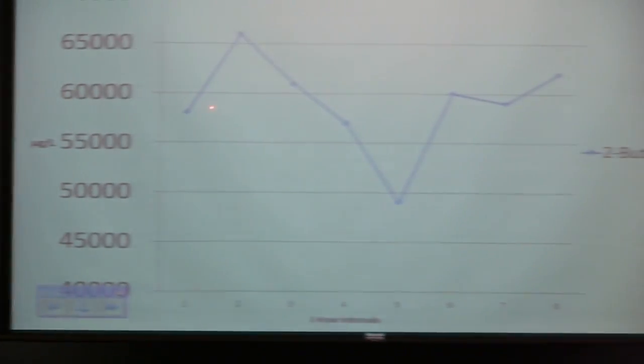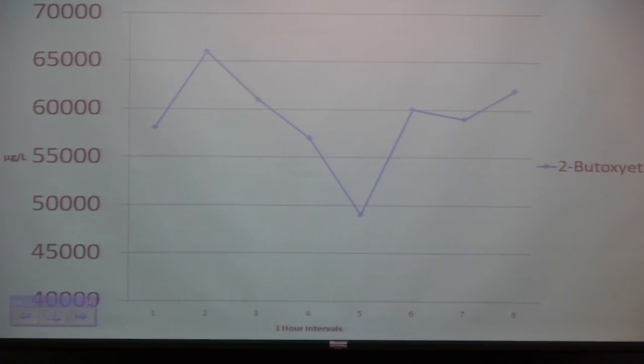60,000 parts per billion of 2-butoxyethanol, a highly toxic glycol ether, going in essentially 24 hours a day, every day, into Blacklick Creek that flows into the Conemaugh, that flows into the Kiski, that flows into Pittsburgh. This is not made up. This is happening. This is a problem. And that's it.